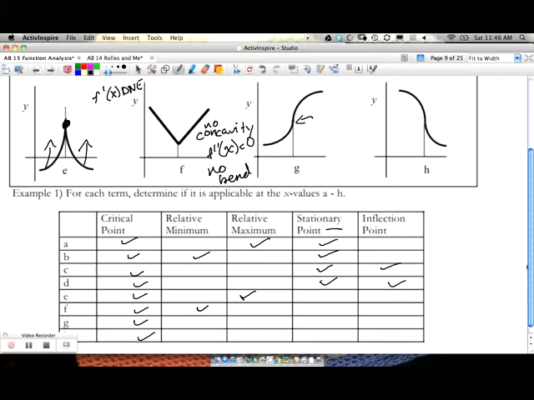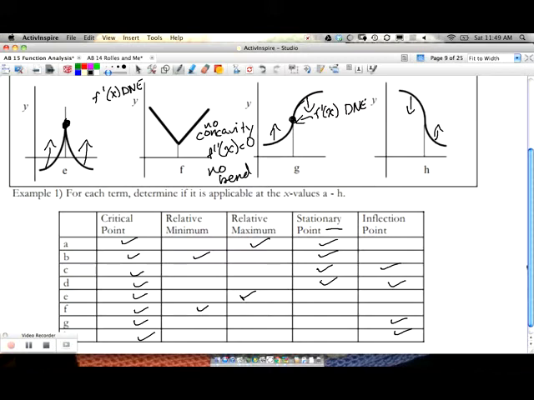Now for G and H, we actually go vertical. So this is f prime of x does not exist as well. But this one, instead of coming back down, it still goes up. And when we go vertical like that, and then change direction, this changes concavity because we're concave up before and concave up after. And for this part H here, we're concave down and then concave up. So we change concavity. So it's not a relative min, not a relative max, it's not stationary, but both of those are definitely inflection points.